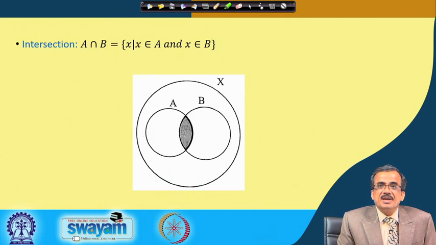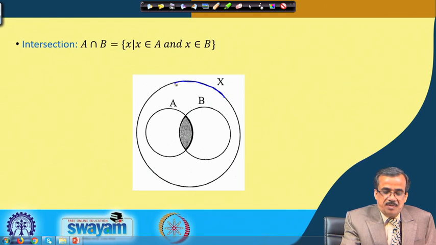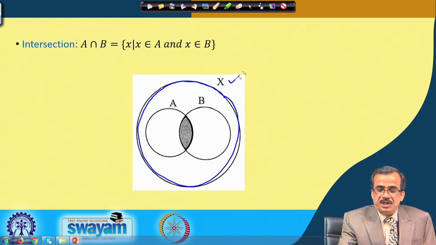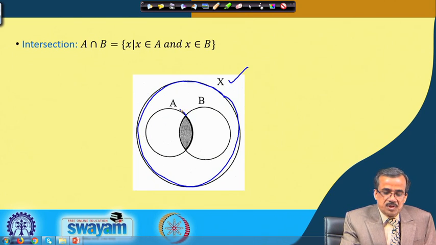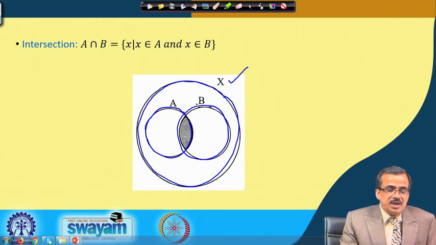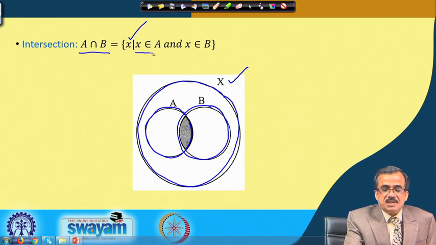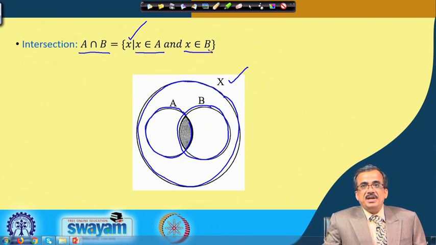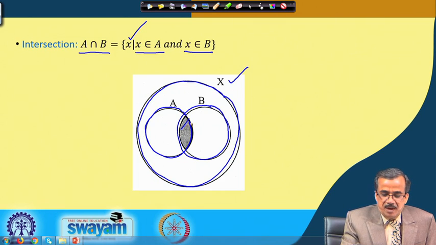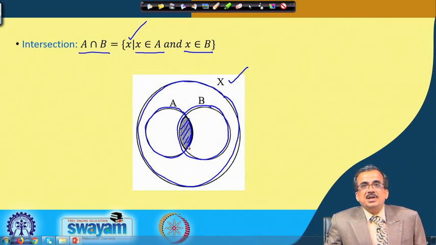Now, I am going to discuss another operation, the intersection between two crisp sets. Let me concentrate. Here X is my universal set or universe of discourse, denoted by capital X. I have two crisp sets, one called A and another called B. By definition, the intersection of A and B, that is A intersection B, is nothing but X such that X belongs to A and X belongs to B. This is the common region between A and B, the black or shaded portion which is common to both A and B.